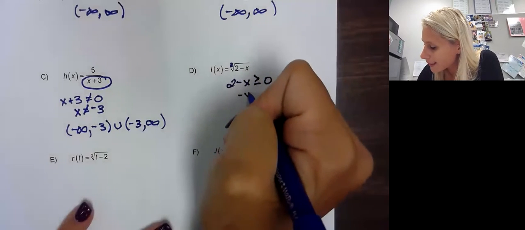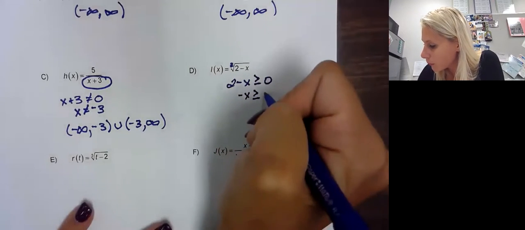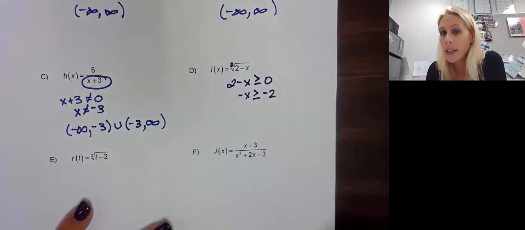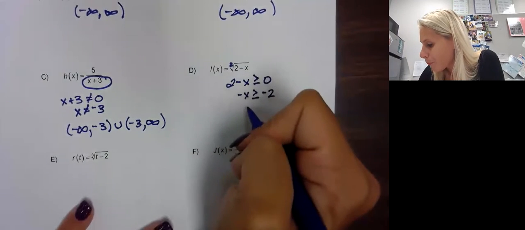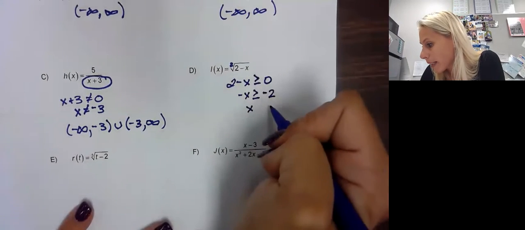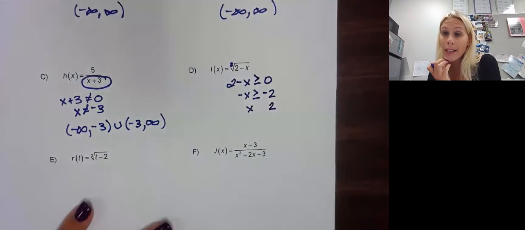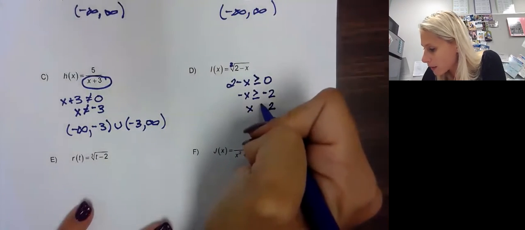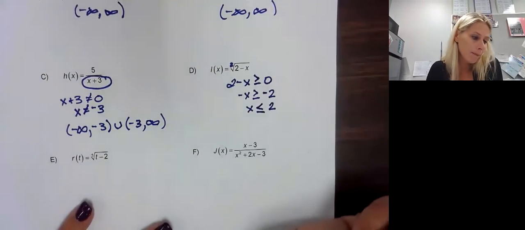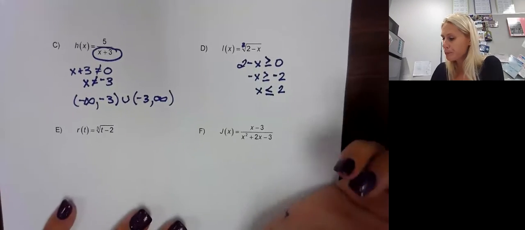So we get negative x is greater than or equal to negative 2. Then we're going to divide by negative. Uh-oh, we're dividing by a negative. Who remembers what to do? Dividing by a negative means you automatically switch the sign. So you've got to be careful.